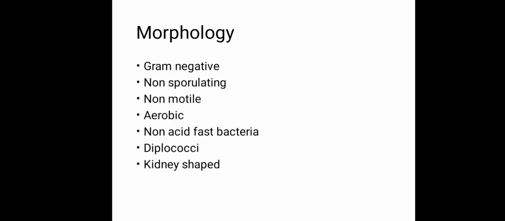Morphology. So it's a gram negative bacteria, non-sporulating. It doesn't form any spores. It's a non-motile aerobic bacteria, and also it's a non-acid fast bacteria, diplococci in shape and kidney shaped.